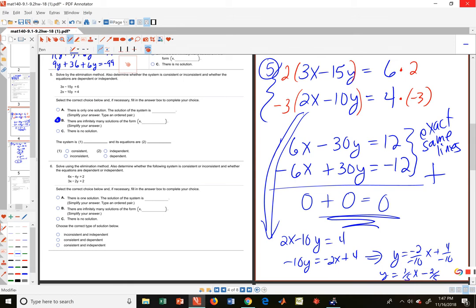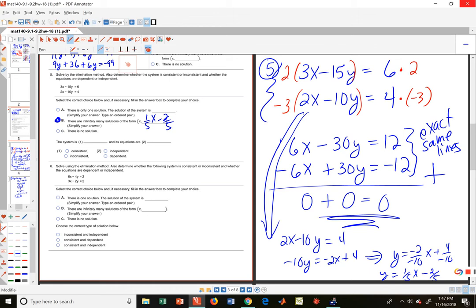So if x is anything, y just has to be 1/5 of x minus 2/5. Seems a little strange, I know, but what we're saying is any pair that satisfies this line will work because they're the same line. Now, if you solve for y in the first equation, you're going to get the exact same line. And anyway, you should do that to check it.